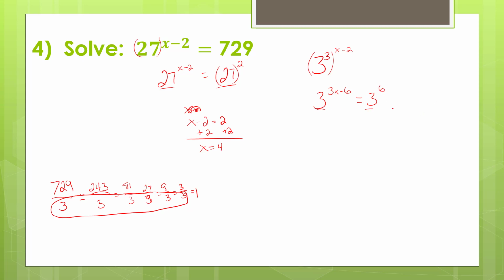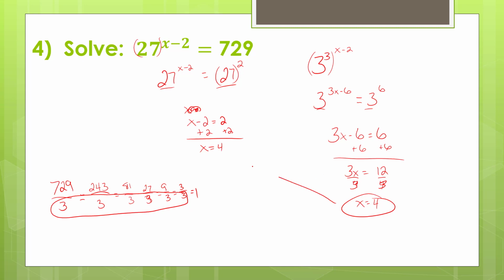Again, I have bases that are equal, and so we can set our powers equal to each other. 3x minus 6 is equal to 6, where we would add 6 to both sides, and 3x is equal to 12, where we would divide by 3, and x is equal to 4. Sometimes I get the answer stuck in my head, and I just start writing numbers.